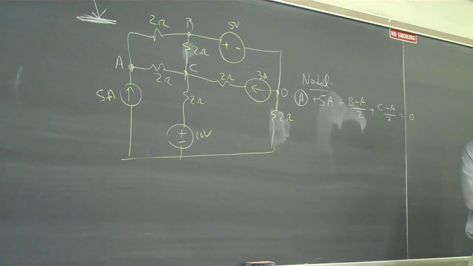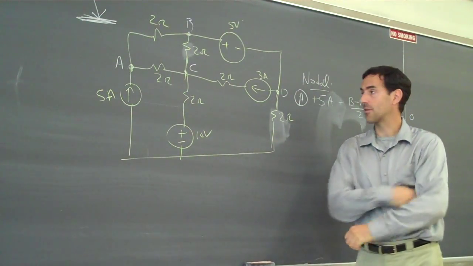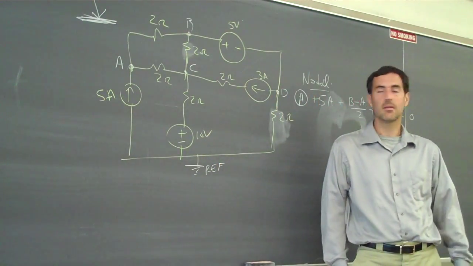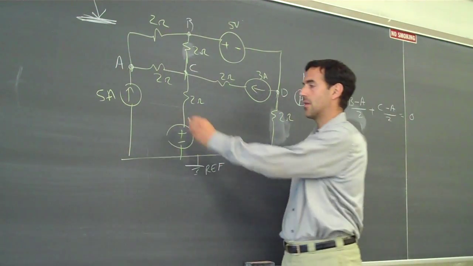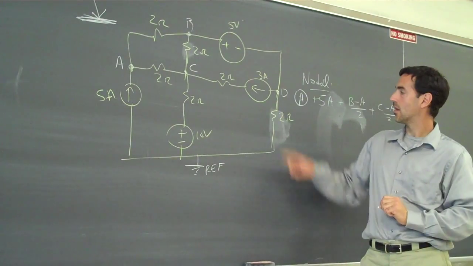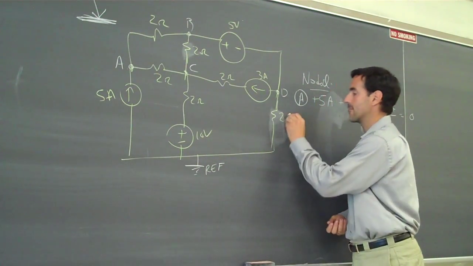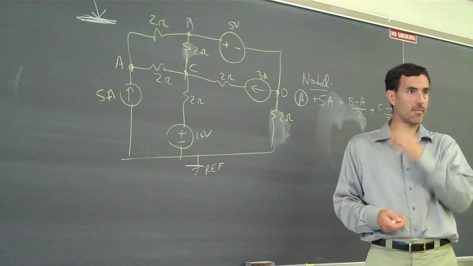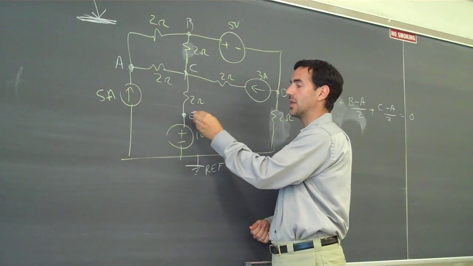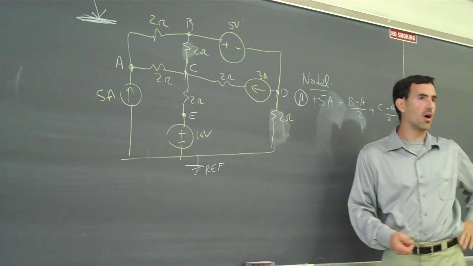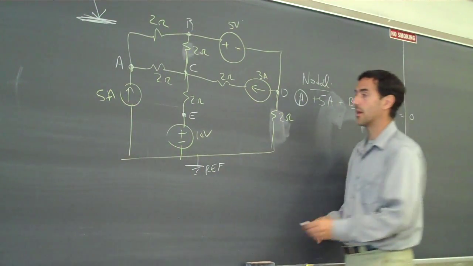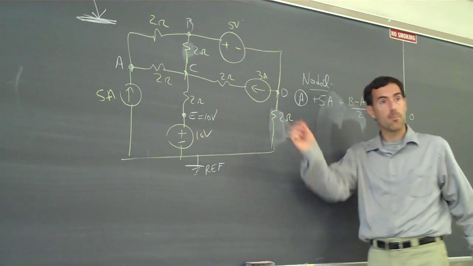Don't you have to have a reference point somewhere? Yes. So let's pick our reference to be down there. The 1 by D is 2. No, it's just 2. Oh, okay. That's an ohm. Sorry. We need one more node. Right there. So if we call that node E, now is node E a known or an unknown voltage? It's known. What is it compared to the reference? 10. So E is 10 volts compared to the reference.